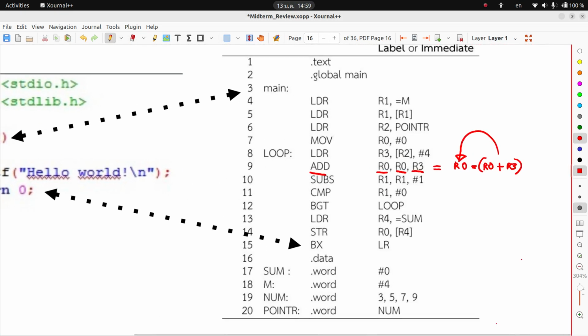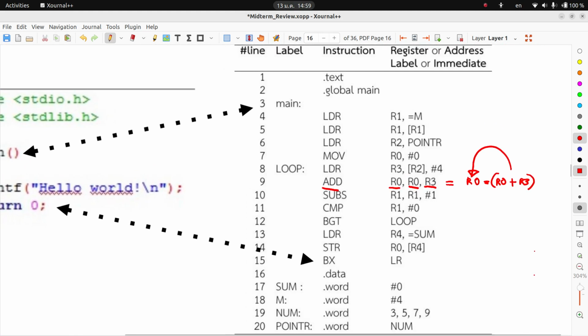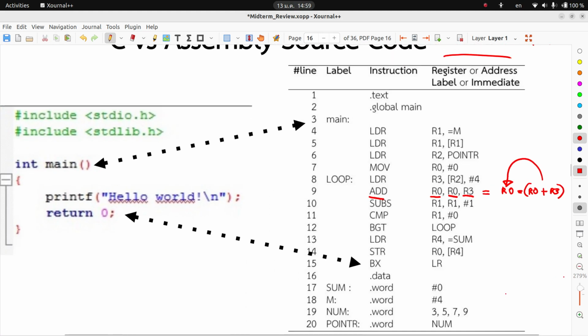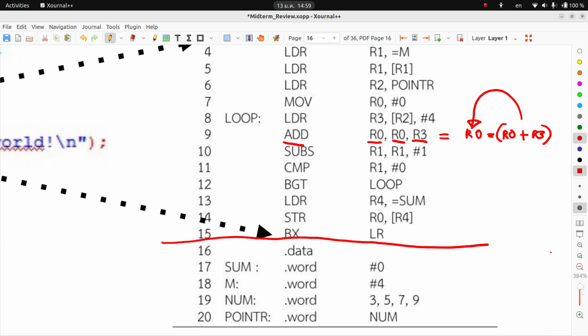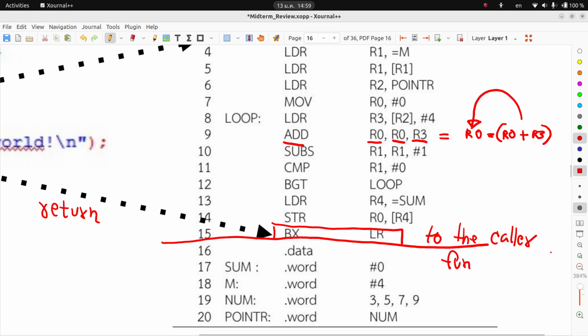Okay, so how does the CPU execute? The program always starts at the main function and finishes with the last instruction, return. Okay, so this is the last instruction, to return to the caller function.